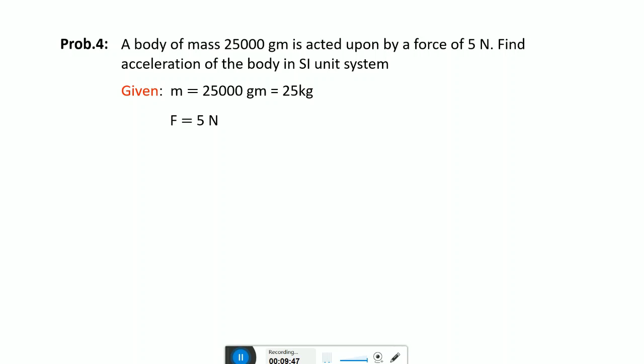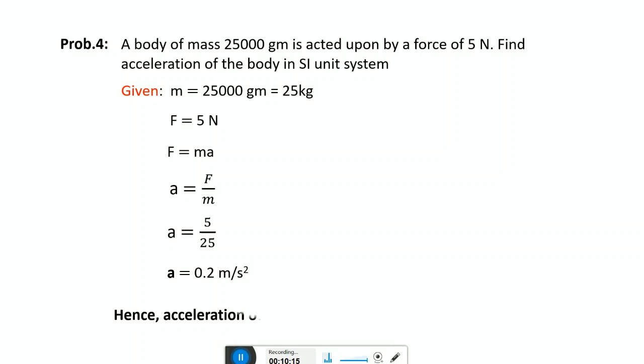So we have to use Newton's second law, mathematical relation for second law of motion, that is F is equal to m into a. We have to find out acceleration. So acceleration is equal to F upon m. Putting value of F and m, that is 5 by 25, which is equal to 0.2 meter per second square. Hence, acceleration of the body in SI unit system is 0.2 meter per second square.